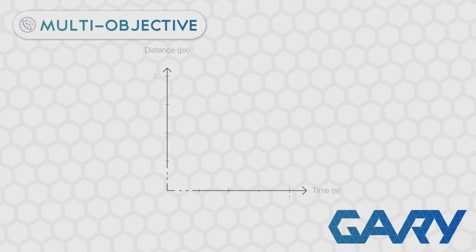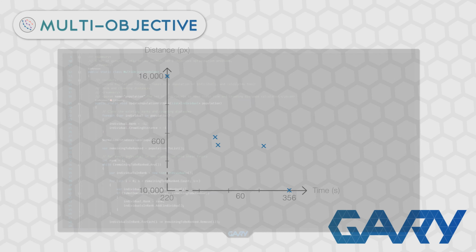We have our distance axis that has values ranging from 10,000 to 16,000 pixels, while on the time axis we range from 220 seconds up to 356. Now this will change slightly with your initial population spawn, but the scales will be approximately correct. So if we have a small variance in distance, it will cause the individual to have a much larger crowding distance value than an individual which has had a large change in time. Yes, I'm sure this sounds very familiar.